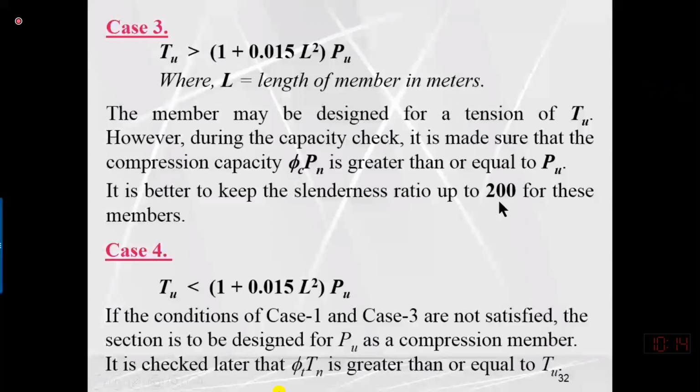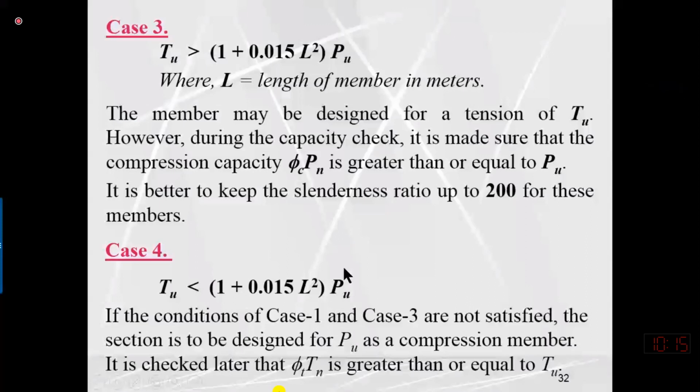In the same equation, case number 4 is the opposite of this case. If the right hand side is more than the left hand side, it means that the factored tensile force is less than this parameter, and the compressive load parameter is larger. So we will design this member as a compression member. And later on, we will check the capacity also in tension.